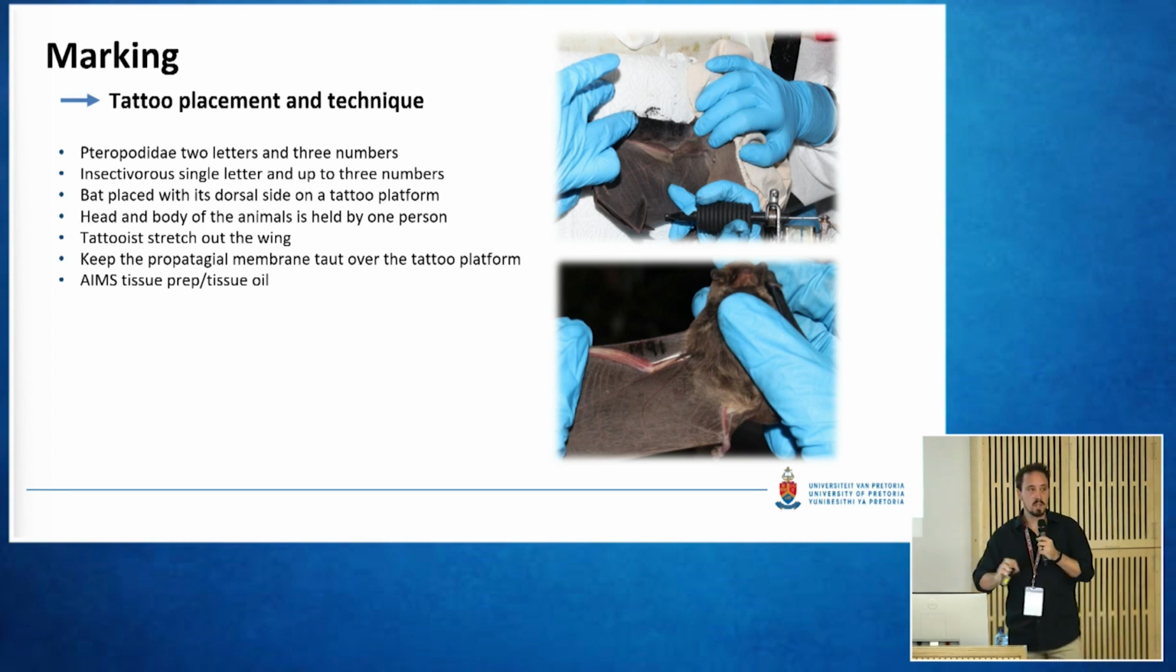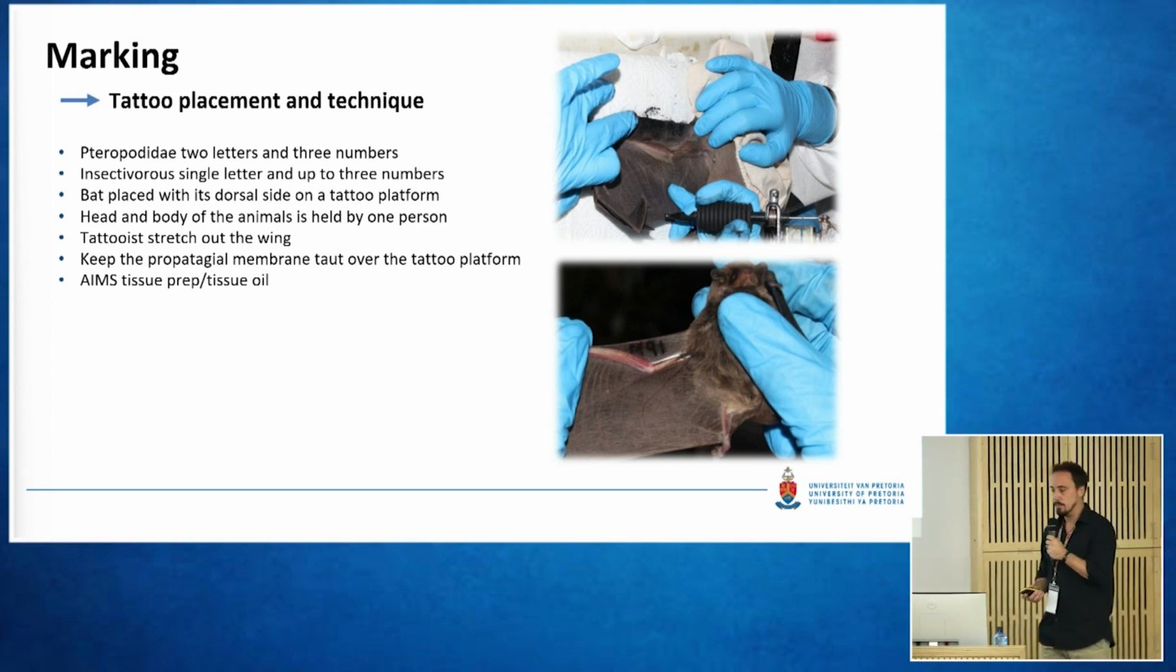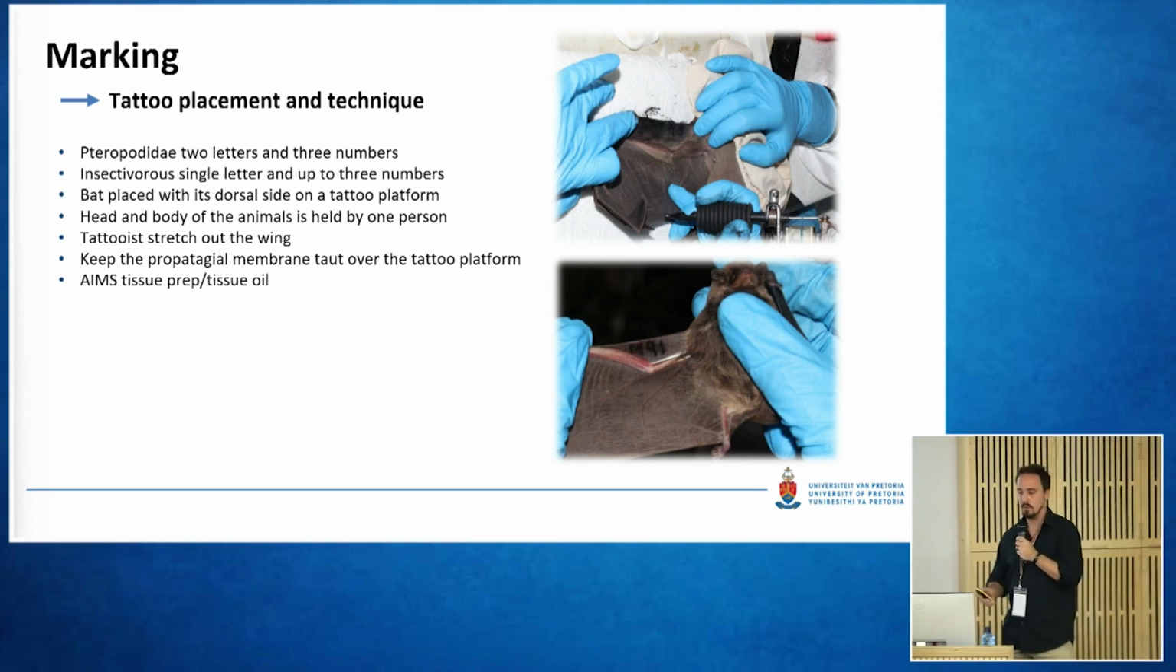When we do this, we first clean the wing with tissue oil, or you get products for this from AIMS, which is the Animal Identification Marking System. You can have a look on their website. They supply a whole bunch of equipment for this. But we've actually found that normal tissue oil works great. It actually works better than the AIMS oils, and we've been working with that now for quite a while and found it very useful.